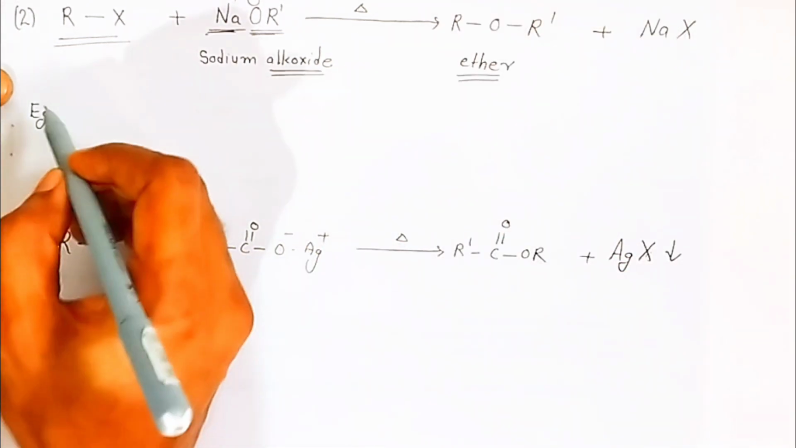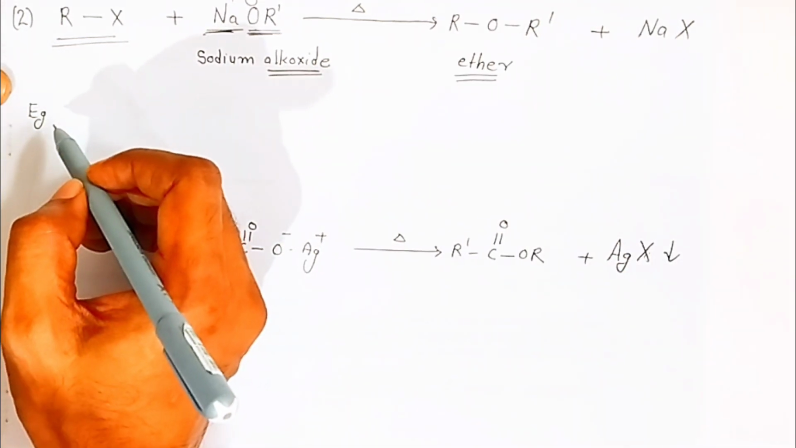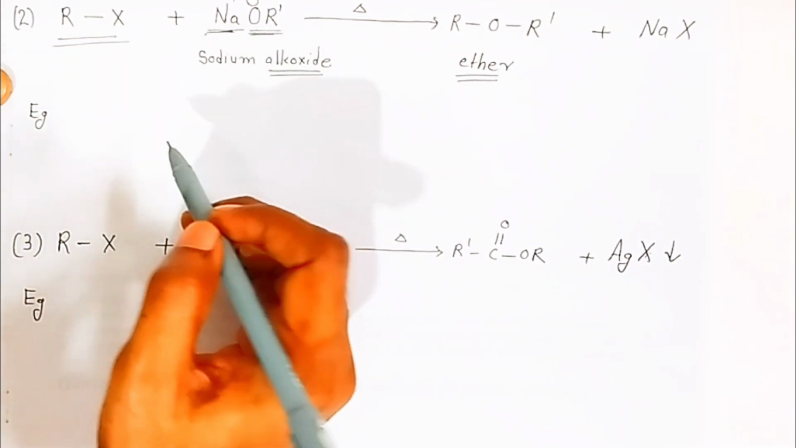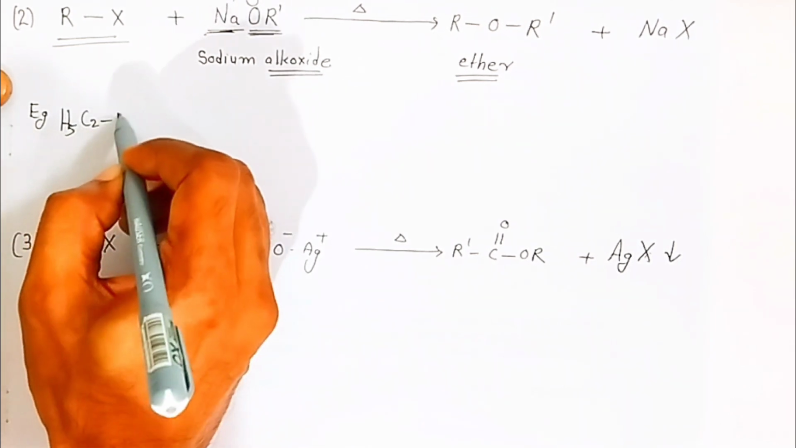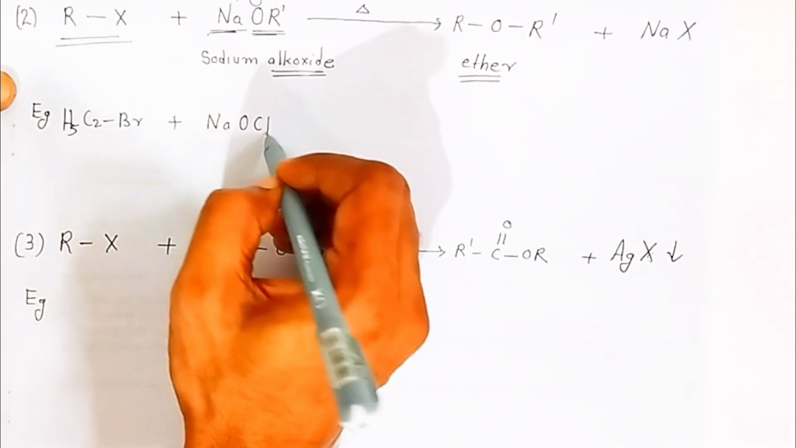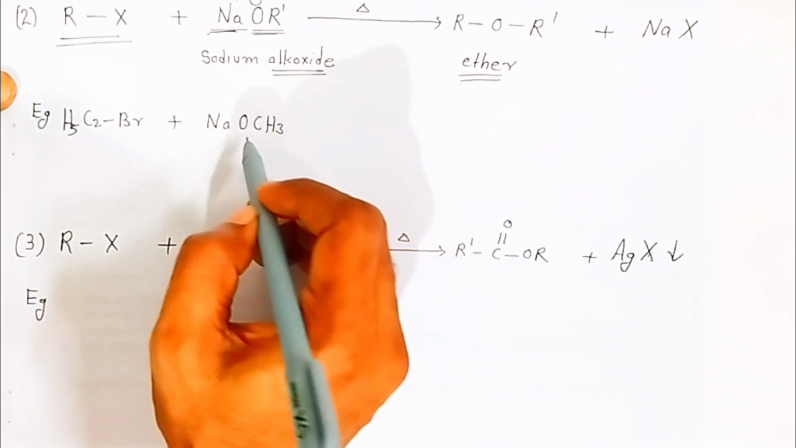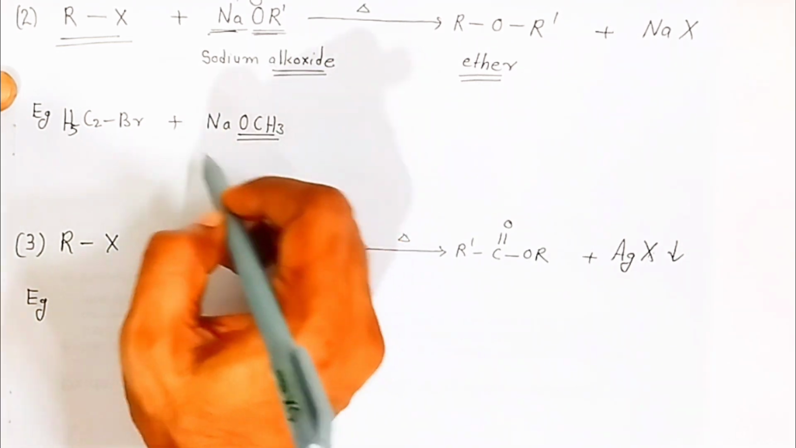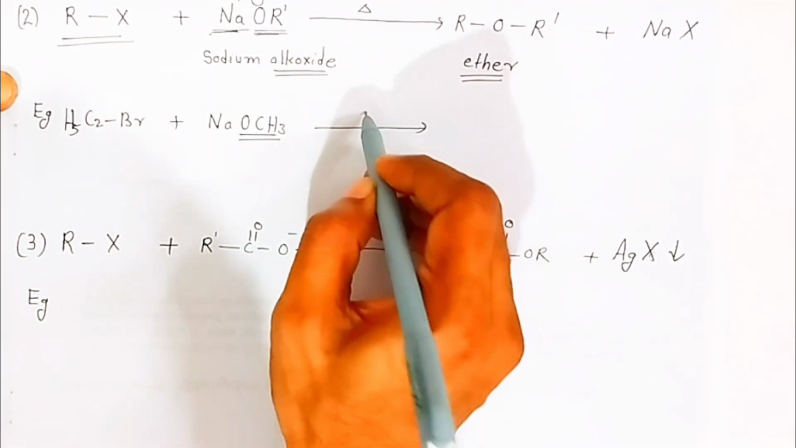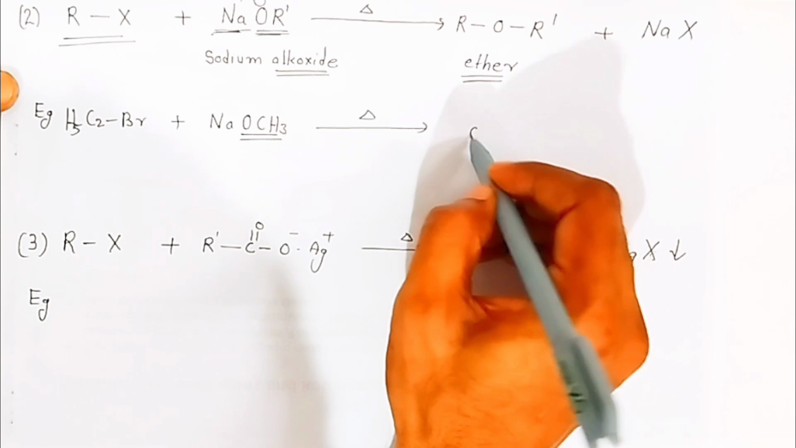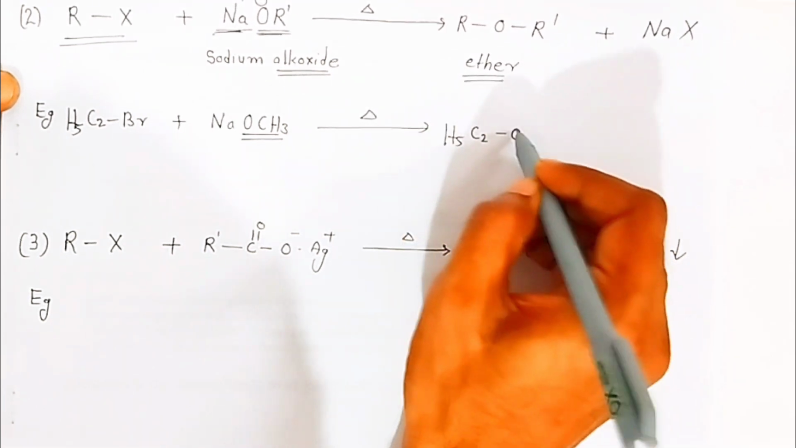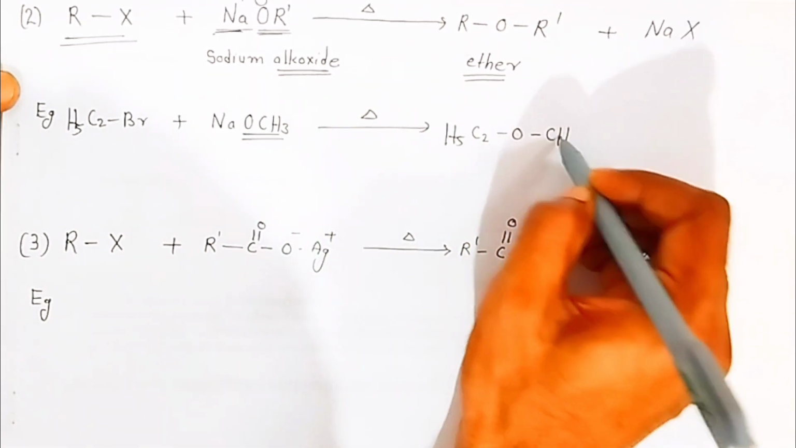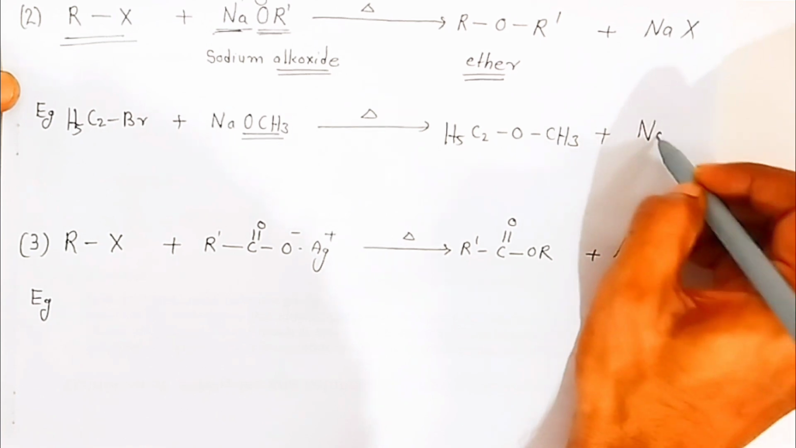Understanding, students? One more example I am taking, students, of how ether is formed. Here, ethyl bromide reacts with sodium methoxide. This is the methoxide, students. It is going to replace the bromide, and just heat it. You will find C2H5OCH3, and you are getting sodium bromide as a byproduct.